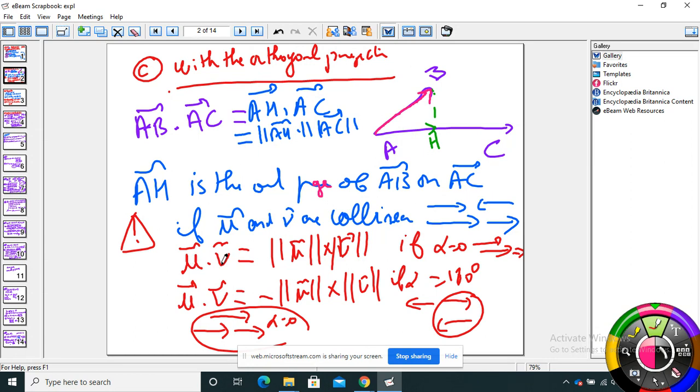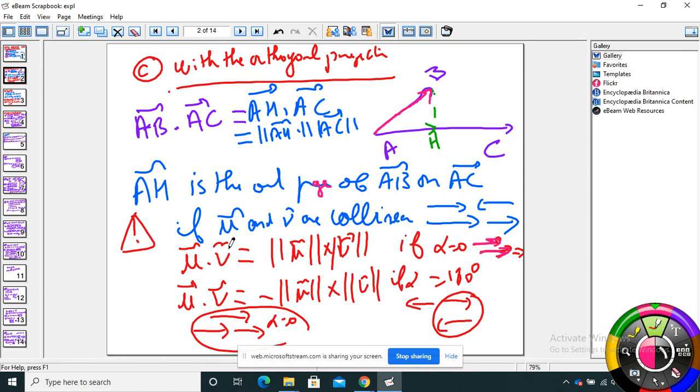Okay, so U dot V, if the angle is zero, like this, they have the same sense. Here the angle is zero because cosine zero is 1, so U dot V is the magnitude of U times magnitude of V. But if the angle between the two vectors is 180, cosine is minus 1, so U dot V is equal to minus magnitude of U times magnitude of V. So you need to be careful.